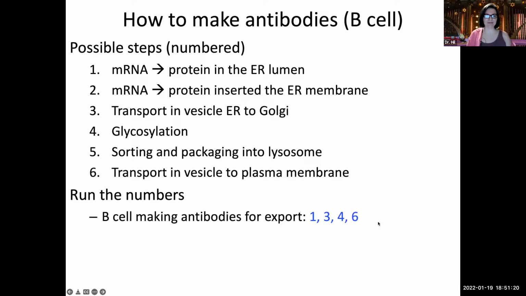Let's see why. So I want to send this protein outside the cell. I don't want to put it in the membrane. I don't want to put it in the lysosome. I want to send it all the way outside. So the first thing I do is I take the instructions, make it an mRNA, and I translate that into antibody protein in the interior of the ER, what we call the ER lumen. Package it up in a vesicle and send it to the Golgi. Decorate it with sugar because it's got to go outside. Package it up in another vesicle, send it to the plasma membrane, and exocytosis dumps it outside. Good.